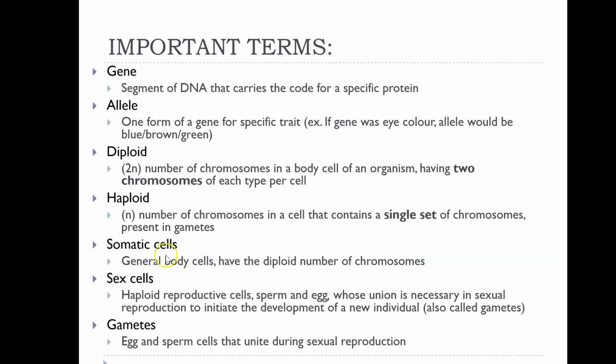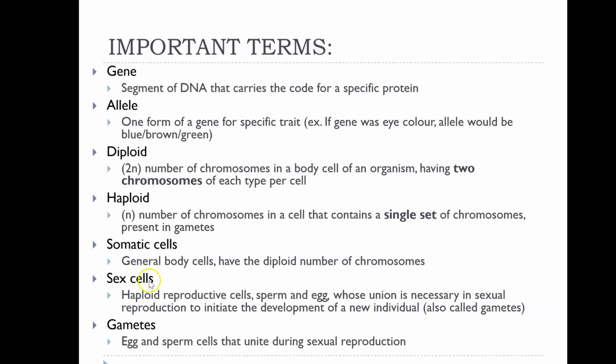Somatic cells are basically body cells. They have the diploid number, so the complete number of chromosomes, two from either parent. Sex cells are the cells that have half the number of chromosomes. Sex cells include the sperm or the egg cells, and the union between the sperm and the egg cell is necessary in sexual reproduction to initiate the development of a new individual.